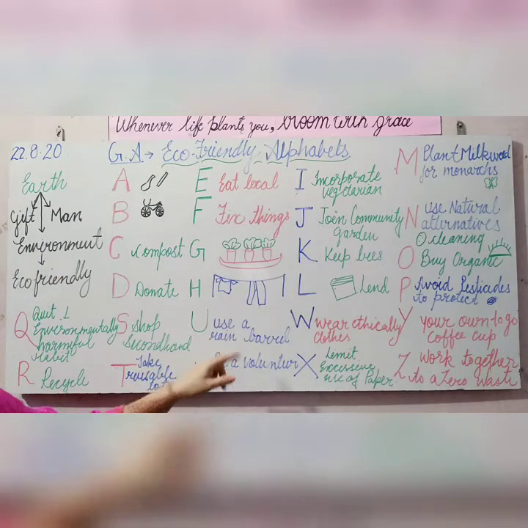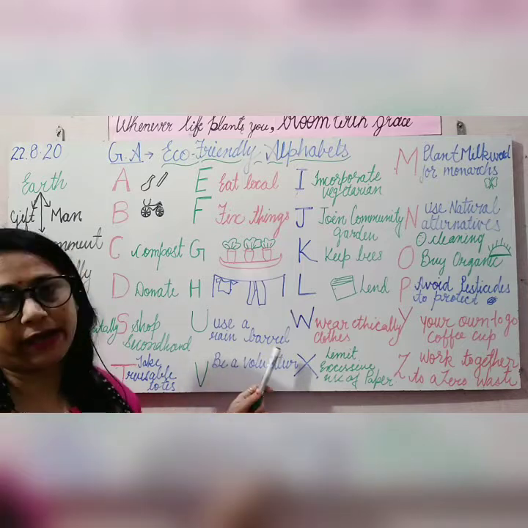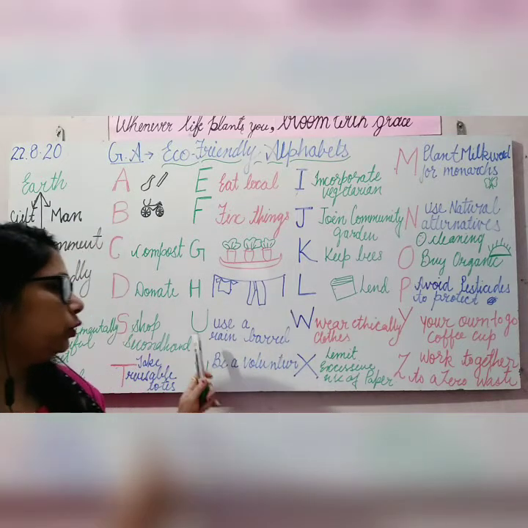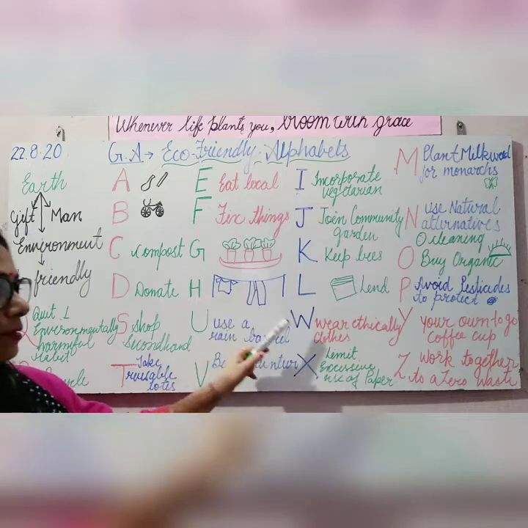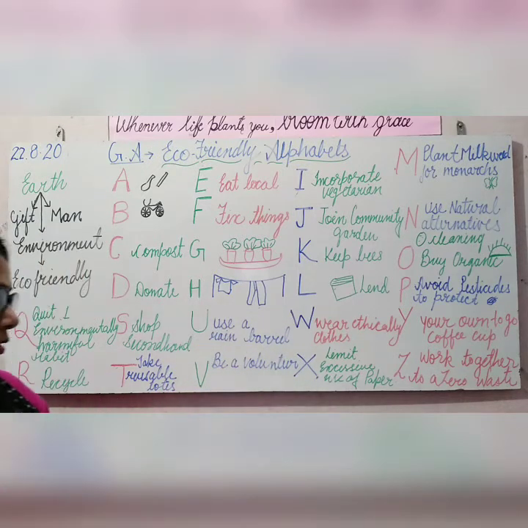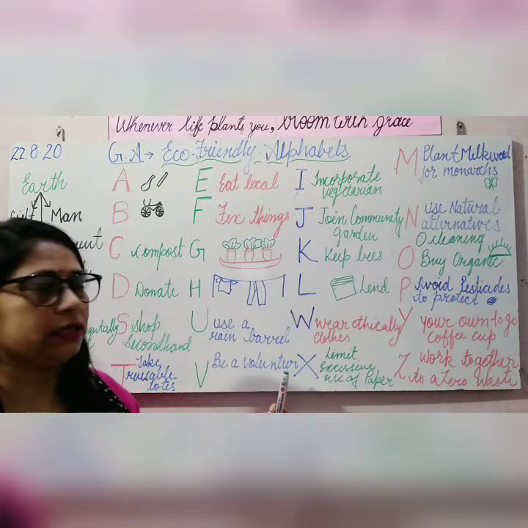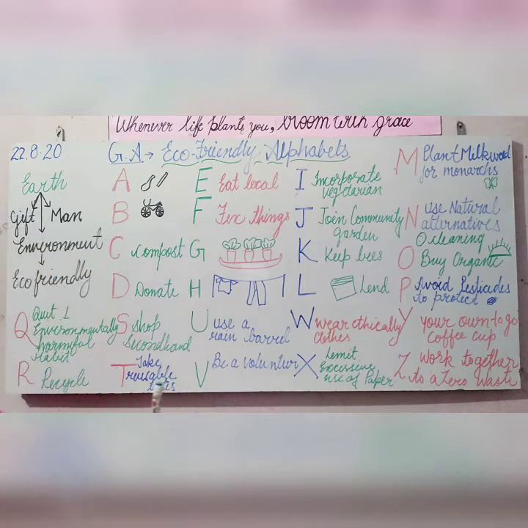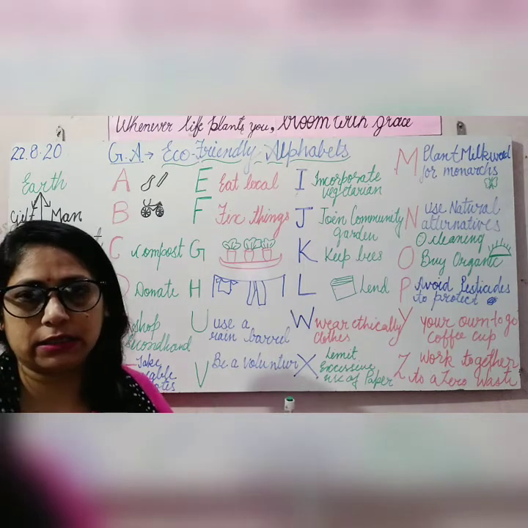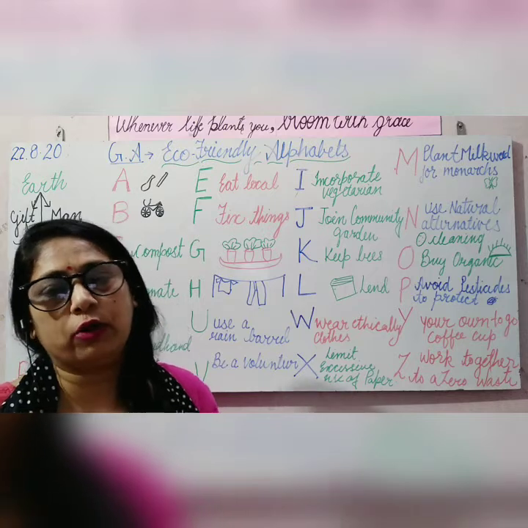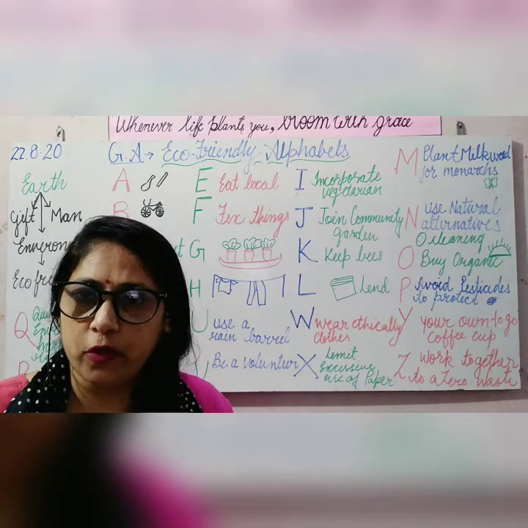U for use a rain barrel. When there is rain, we should put a big drum, barrel means big drum, on the terrace to conserve rainwater. V for be a volunteer in eco-friendly non-profit. Okay, we should try to be a volunteer. We should come forward to save the environment without thinking of any profit.